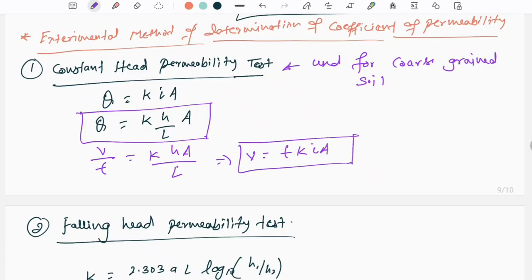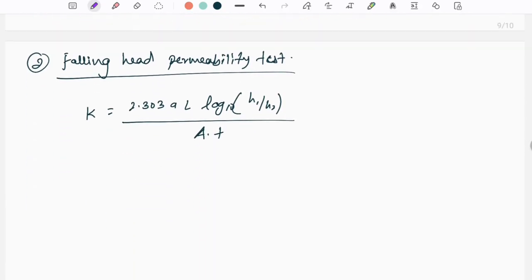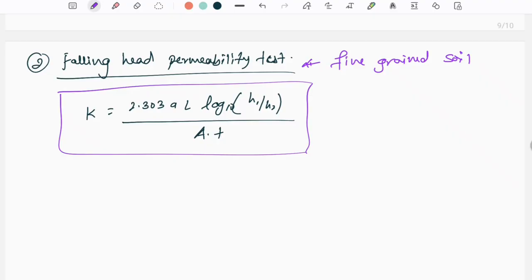Sometimes this relation is also asked. It depends on which parameter is given in the question. If volume is given, then you have to use this expression, and if discharge is given, then you have to use this equation. Now the second is the falling head permeability test. This is used for fine grained soil, and the formula for this is K is equal to 2.303 A L log base 10 H1 by H2 divided by A into T.